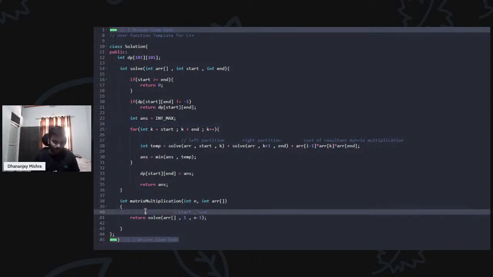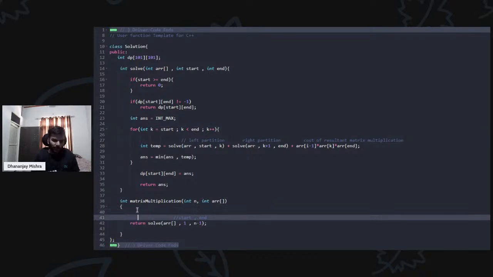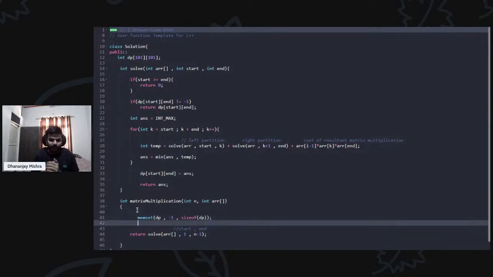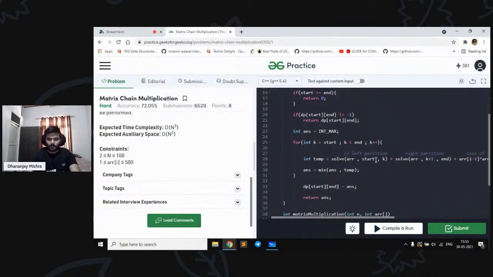So initially the answer for any of the ranges is not computed, so all the ranges will have the answer as -1, right? For that I will be using the memset function with -1 and size of dp. Basically, what this memset function does is take this array, the size of that data structure you will be using for memoization, and initialize all those values to -1. So yeah guys, that's all about this one. That's all the code, and I hope the code is also clear to you, right?